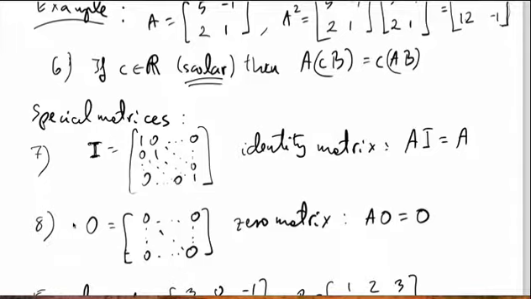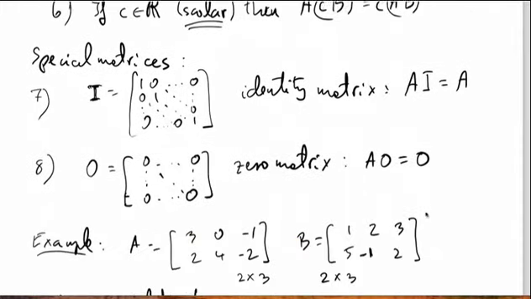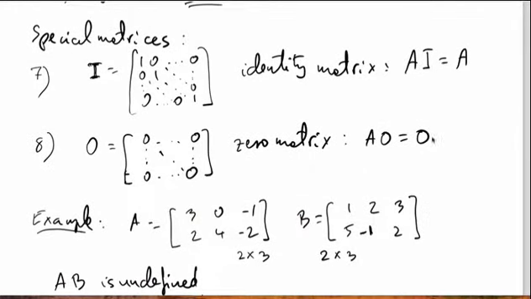The other special matrix is the 0 matrix with every element 0. And the important thing about this is that if you multiply a matrix with a 0 matrix, of course it has to be the right size of the 0 matrix. But if it's the right size, then the multiplication is well-defined and equals the 0 matrix of whatever size comes out from multiplication.